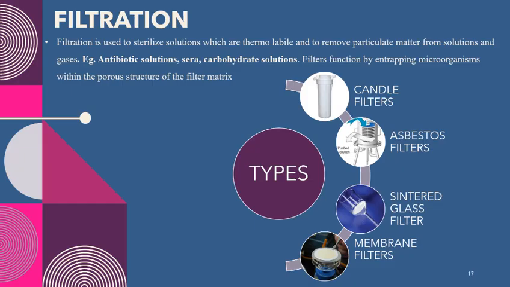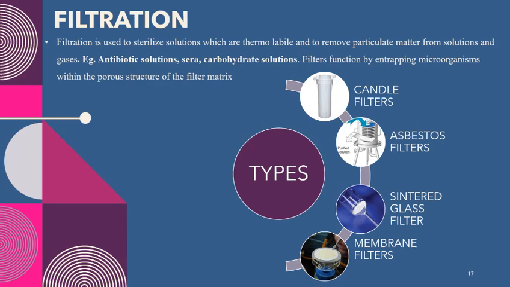There are different pore sizes, for example 0.45 micrometer, which removes bacteria, or 0.22 micrometer, which removes even smaller bacteria and spores. Ultrafiltration, which is 0.01 micrometer or less, can remove viruses. The types of filters are candle filters, asbestos filters, sintered glass filters, and membrane filters.